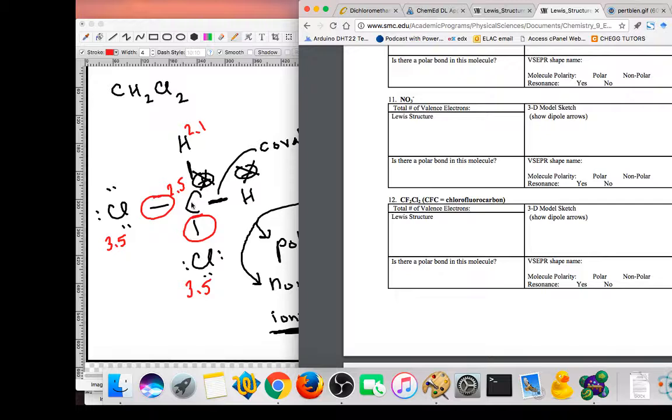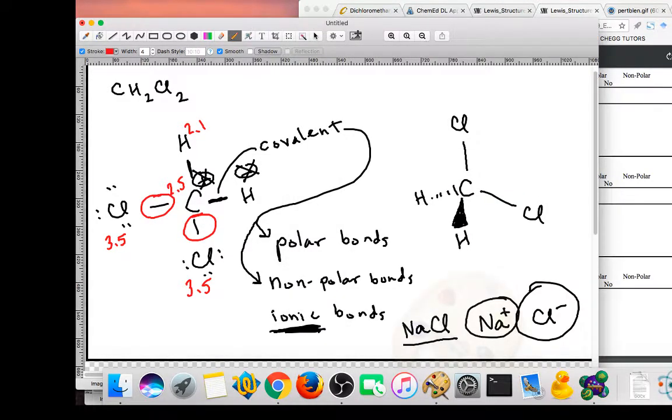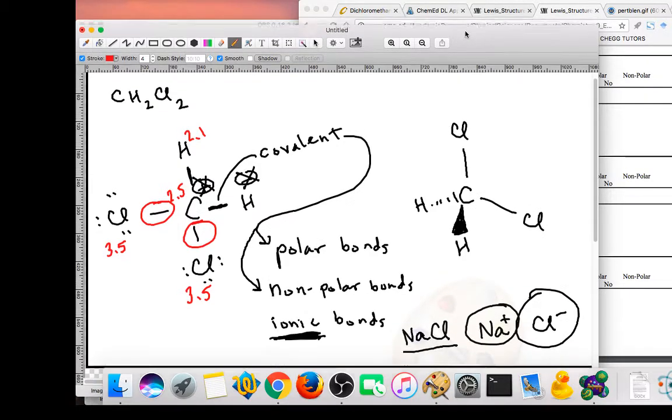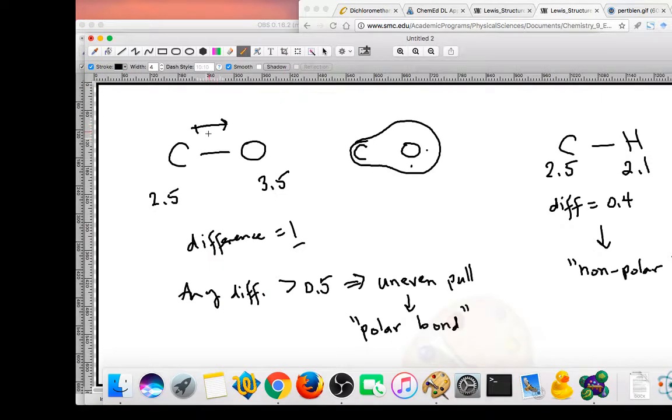So it should look like that. Circles or no circles. You don't need to write these numbers there. I just want you to circle the polar bonds. You can write the numbers here if you want. Now, what about dipole arrows? Dipole arrows are something that you should draw on this. So, dipole arrows are the arrows that I drew for you in this other picture. See this right here? This is a dipole arrow.